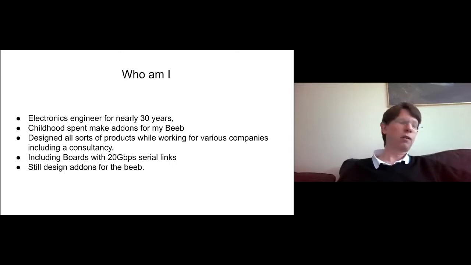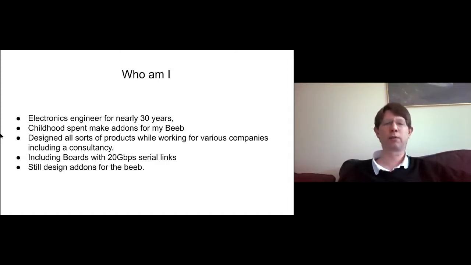So I had many years away from it, but over the last 5 years or so, I've got back into designing add-ons for the BBC Micro, mainly around the Raspberry Pi.